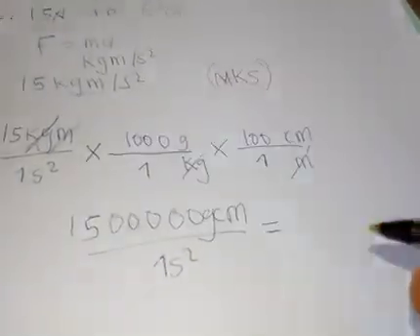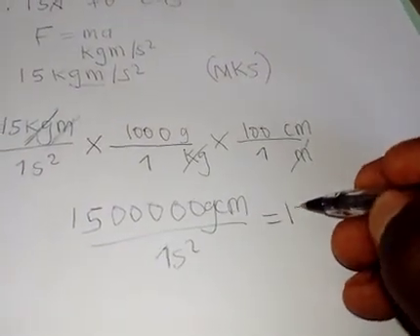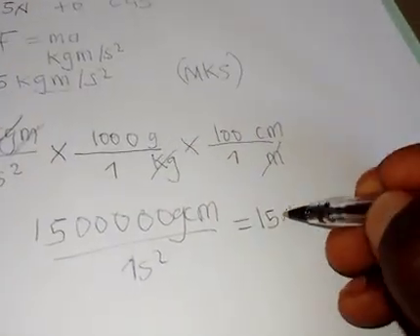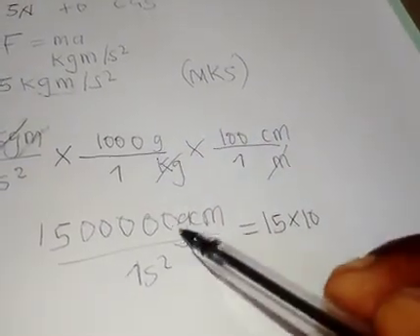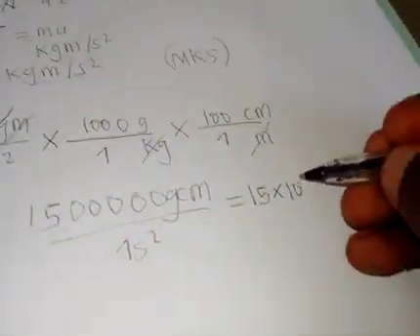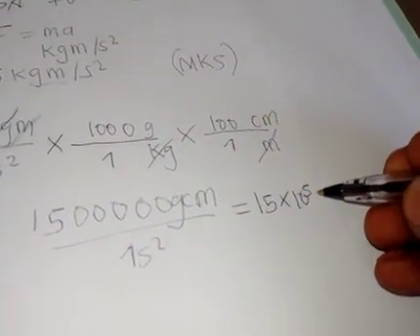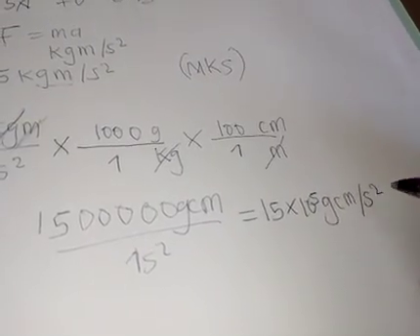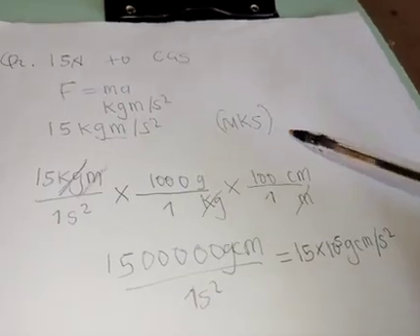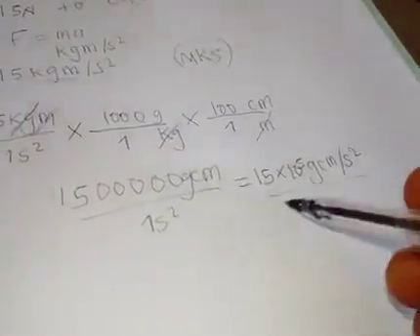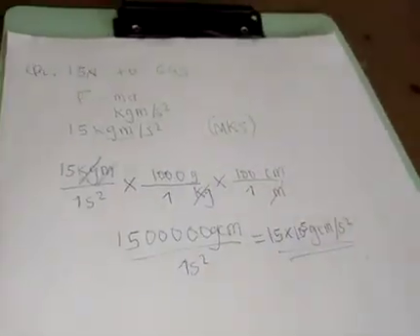Finally we can write this as 15 in scientific notation, times 10 to the power of how many zeros? 1, 2, 3, 4, 5. So 15 times 10 to the power 5 gram centimeter per second squared. We have just converted from the MKS system of units to the CGS system of units. Hope that's clear.